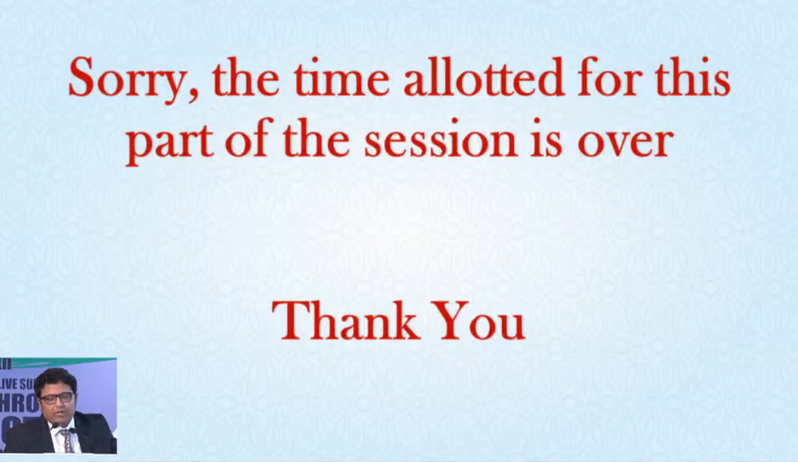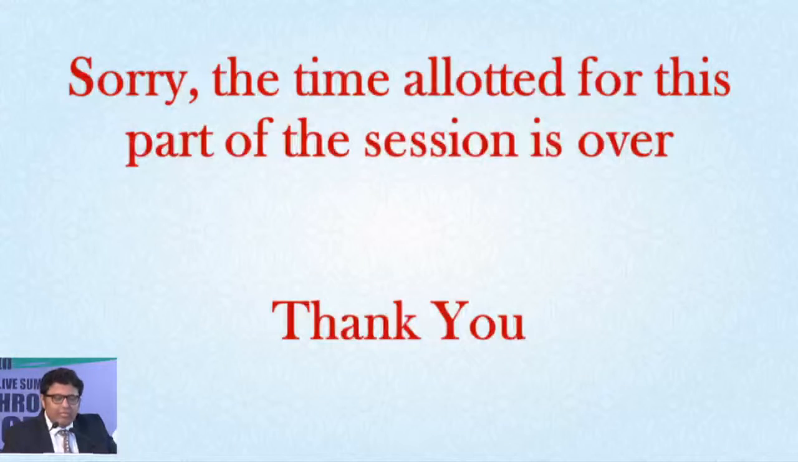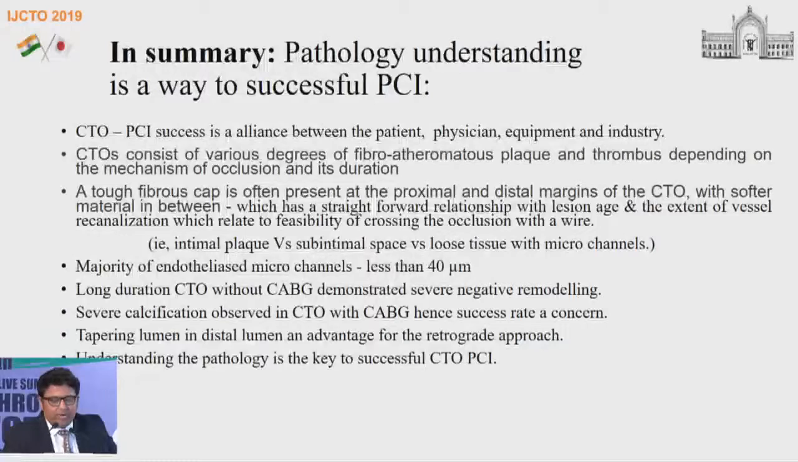In summary, pathology understanding is a way to successful PCI. Success is an alliance between patient, physician, equipment, and the industry. It consists of various degrees of fibroatheromatous plaque and thrombus depending on the mechanism of occlusion and its duration. A tough fibrous cap is often present at the proximal and distal margins of the CTO, with softer material in between. Majority of the endothelialized microchannels are less than 40 microns.